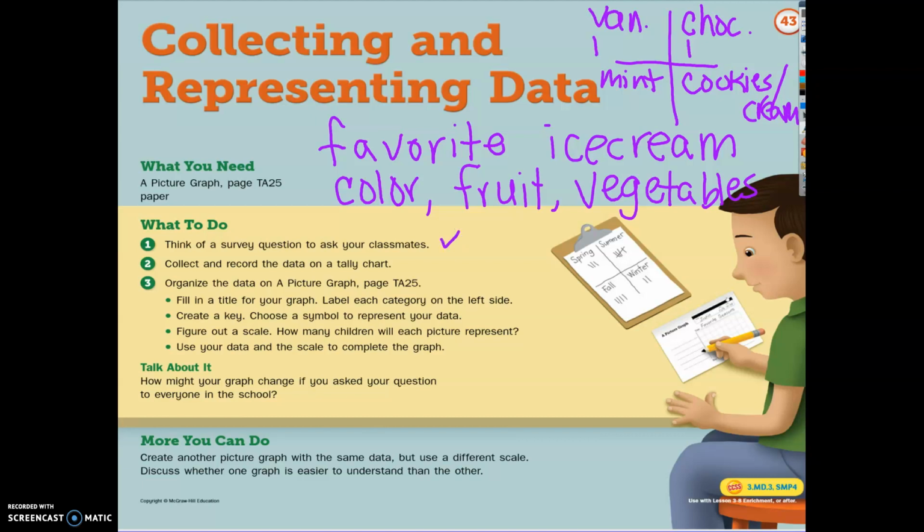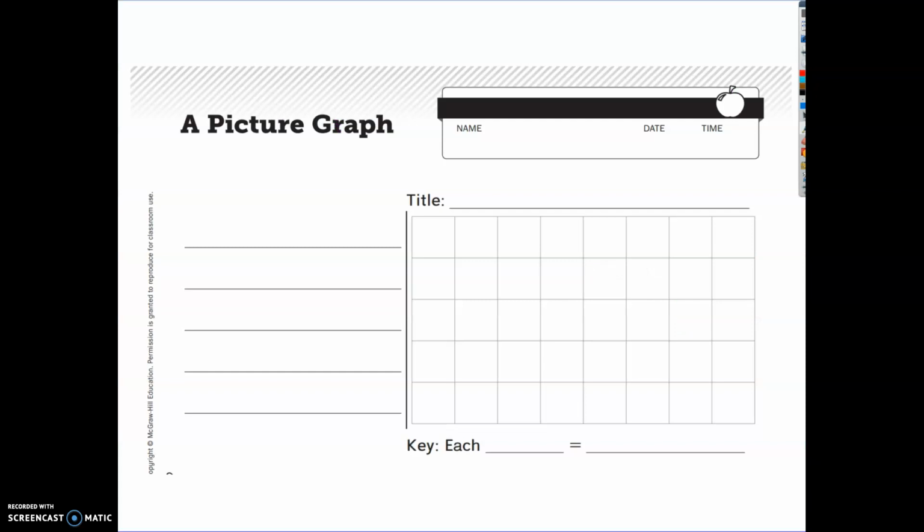Check, you've done it. You're going to collect and record your data in a tally chart like this. All right? Check, you've done it. Then you're going to take that information on that tally chart and you're going to organize it into a picture graph like this. So let's get there. It needs a title. All graphs need a title. So I would do, maybe I surveyed favorite cookies.